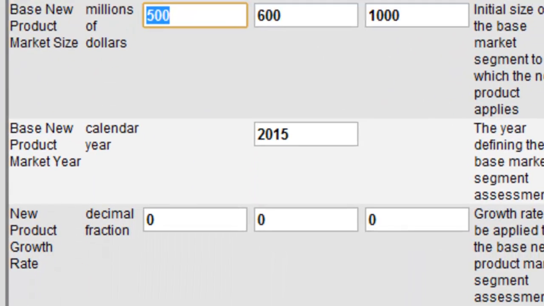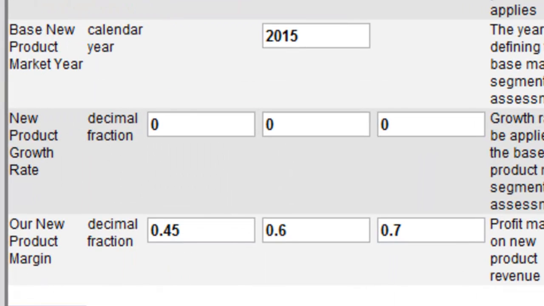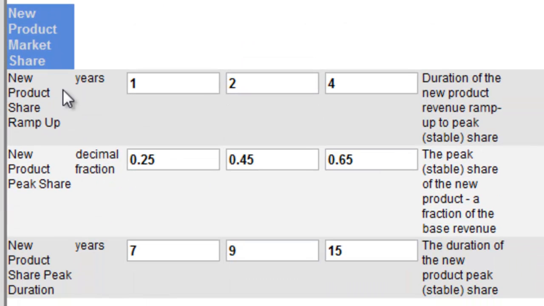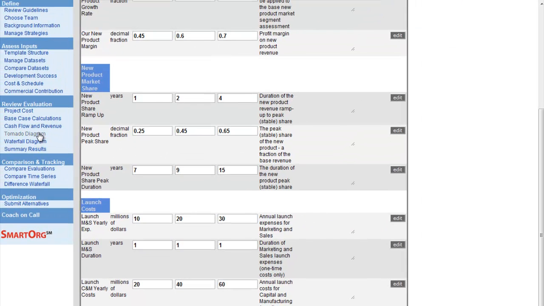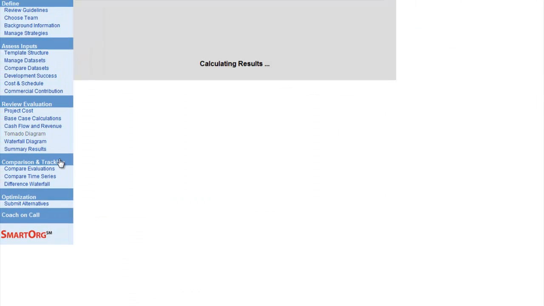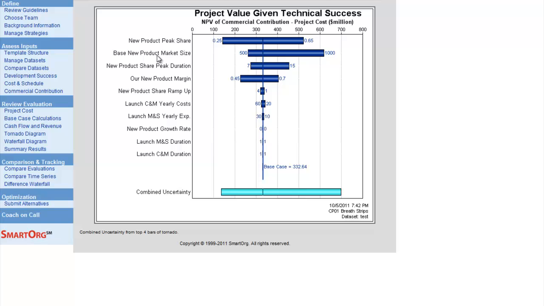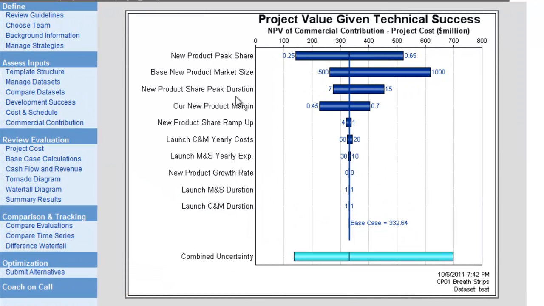For instance, the market size, product growth rate, our new product margin, and things like how quickly is our product share going to ramp up, the product peak share in the market, how long does that peak share last, and other factors that are important in real life situations. And a tornado diagram will then be computed and presented with these factors, and although this looks a whole lot more sophisticated than the simple example we showed, the logic used in calculating this is exactly the same.